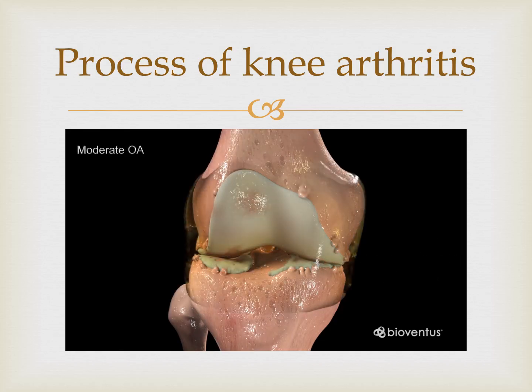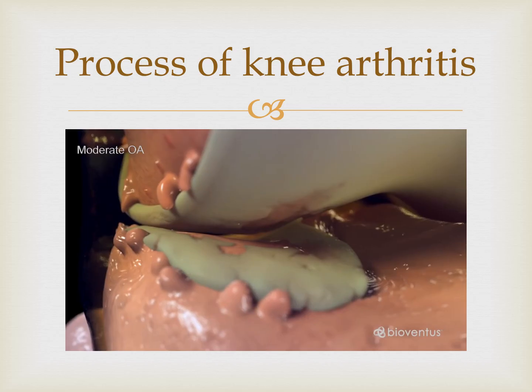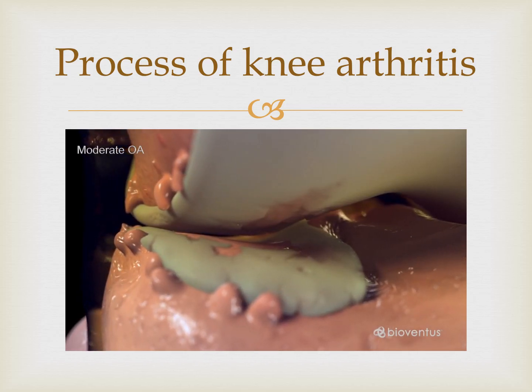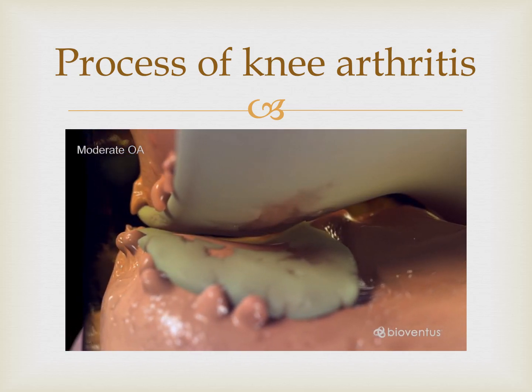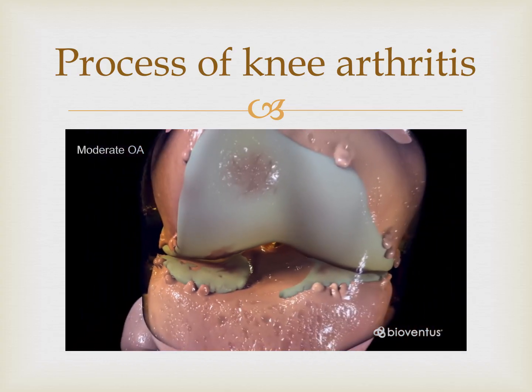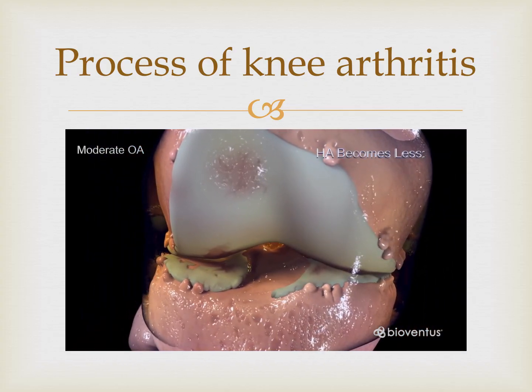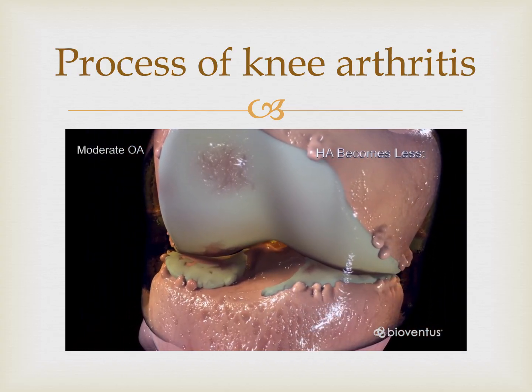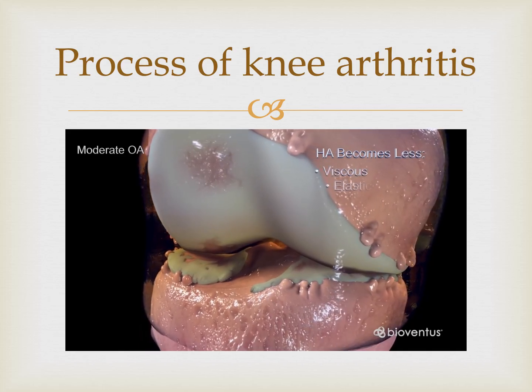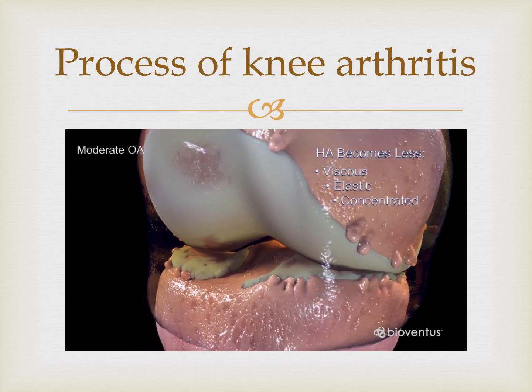With moderate knee OA, changes in the joint are much more evident. The cartilage surface between the bones has begun to erode, narrowing the gap between the femur and the tibia. Hyaluronic acid, which helps synovial fluid lubricate the joint, is now becoming less viscous, elastic, and concentrated.